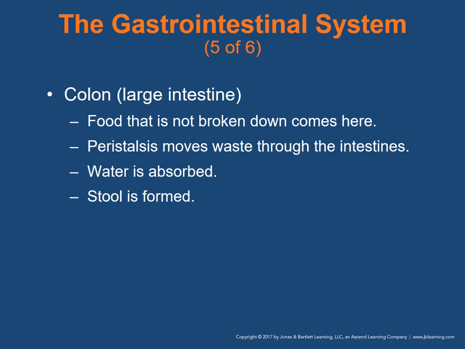Now we get to the colon, the large intestine, who also has a very important job. Food that is not broken down comes here. So basically, once that solid product is made into a liquid in the stomach, the liquid product is passed on to the small intestine, where it goes through the duodenum, the jejunum, and the ileum for the purposes of absorption of the things that we absolutely need, and then gets passed on to the colon. So whatever liquid waste product moves from the small intestine into the large intestine is basically everything that you eat that the body has no use for at the time.